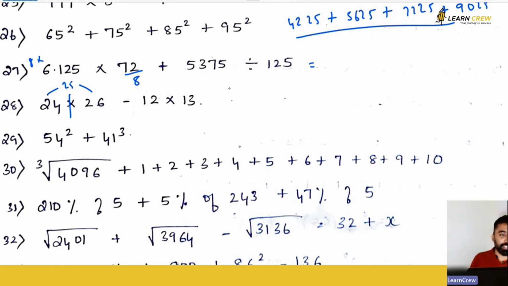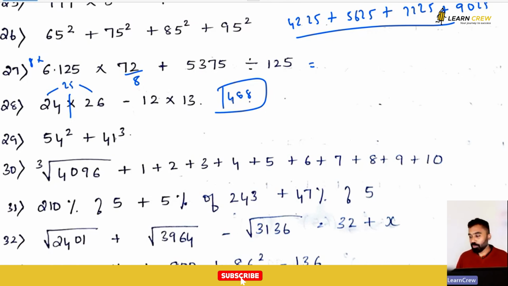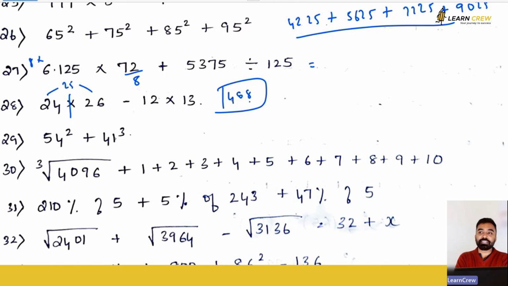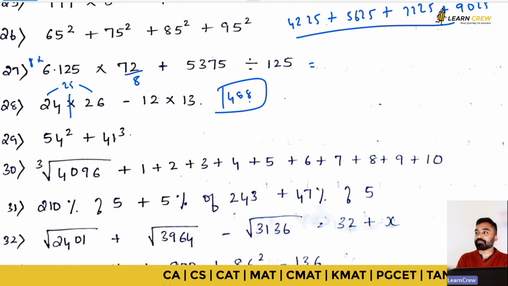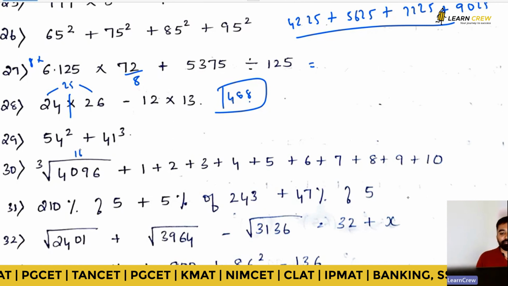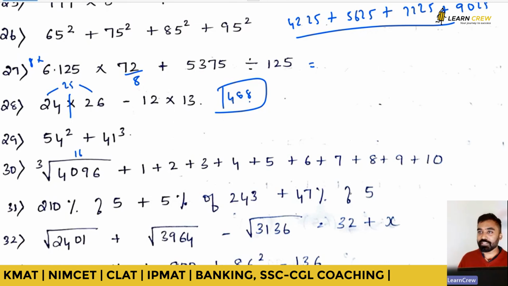Answer for 28? 468. 52 square plus 41 cube. Cube I will teach you. Just hold on the cube for now. Just skip the 29 and go for 30th one now. Go to 30th one. 4096 cube is? What's 4096? Quick. 4096, cube root of 4096. 16 plus the numbers given here. Answer. 16 plus 55, 71.